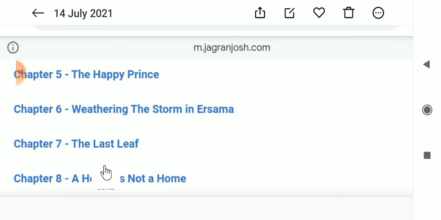Then comes chapter number 7, The Last Leaf, very interesting. Do you know which standard the last leaf is taken from? Yes, 7th standard. Yes or no? You are aware of this and you studied it in your previous class, The Last Leaf. It is a very interesting lesson.